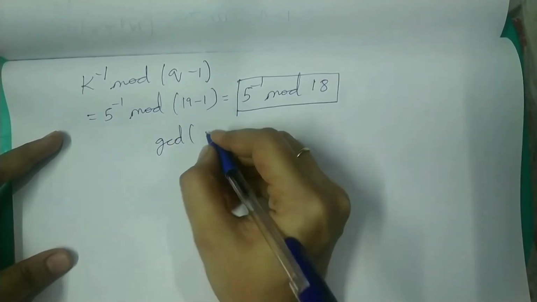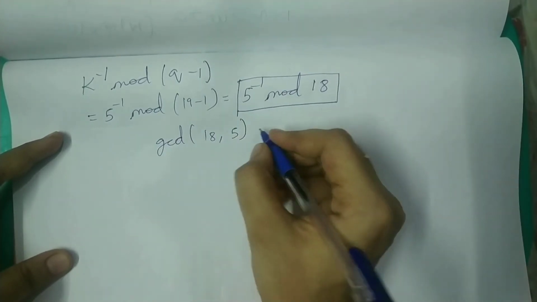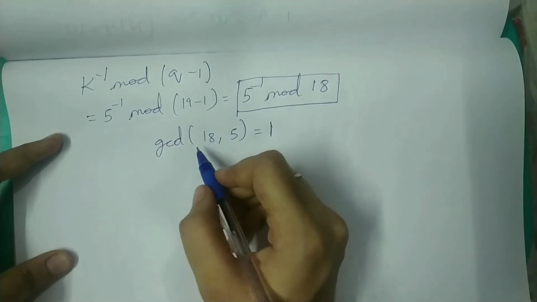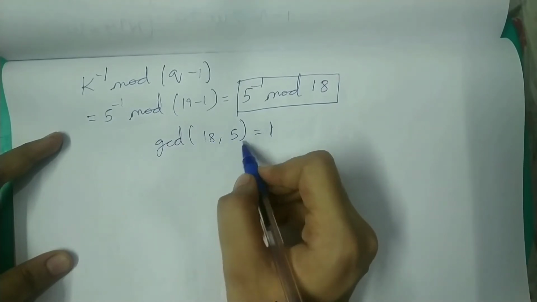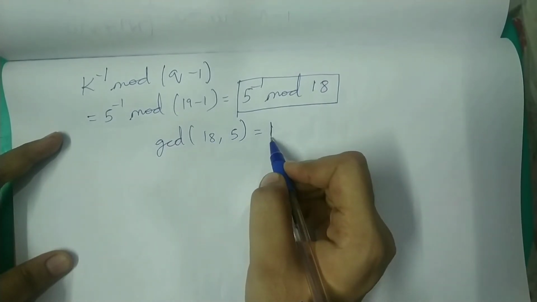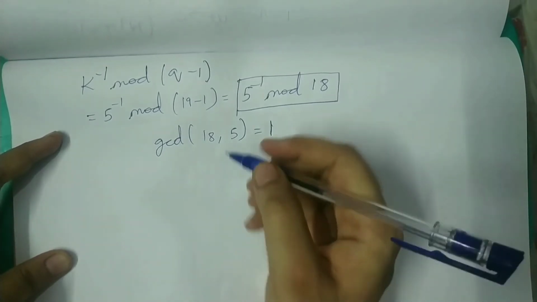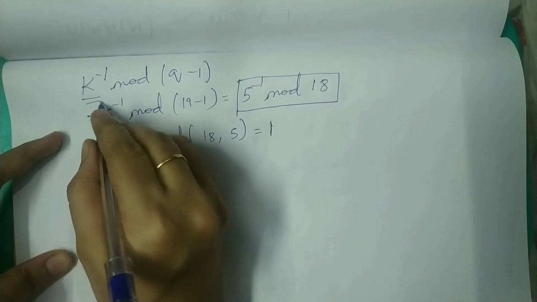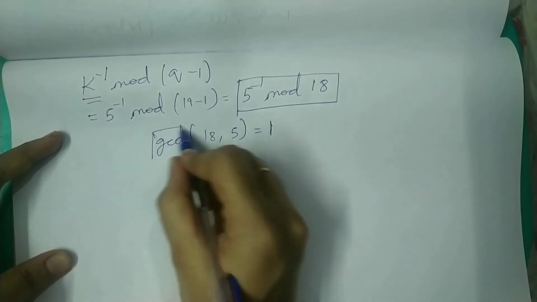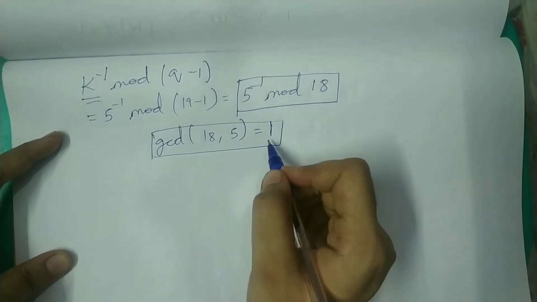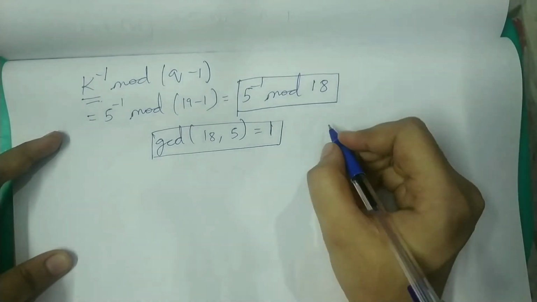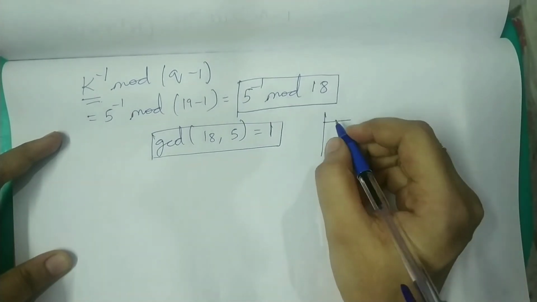GCD of 18 and 5 is equal to 1. Since the GCD of 18 and 5 is equal to 1, I am allowed to use the Euclidean algorithm. That is, I am allowed to find the inverse. Only when the GCD of those two numbers is equal to 1, I can find the inverse. So how is the GCD of 18 and 5 equal to 1?